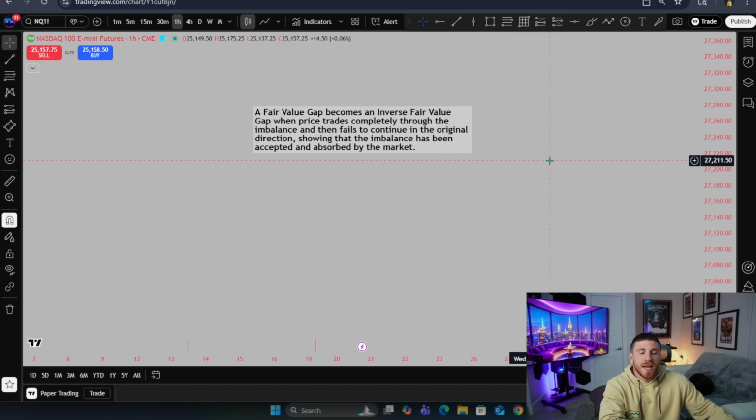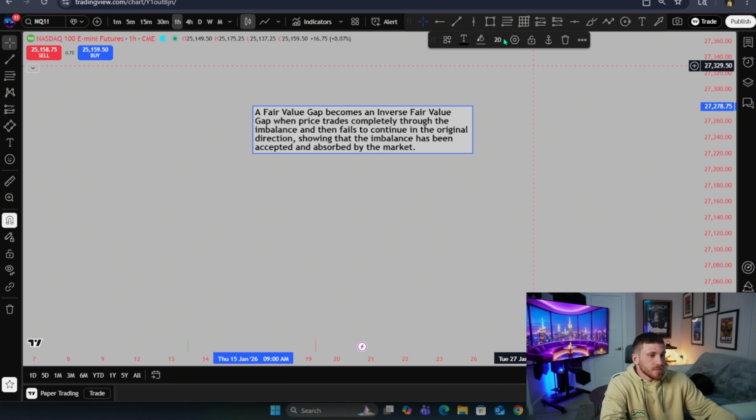Okay, here is the definition I want you guys and girls to write down in your journal, your notebook, whatever you're doing, okay? A fair value gap becomes an inverse fair value gap when price trades completely through the original imbalance and then fails to continue in the original direction, showing that the imbalance has been accepted and absorbed by the market. Let's delete this, write this down, pause the video, copy it, whatever you want to do. We'll delete it real quick.